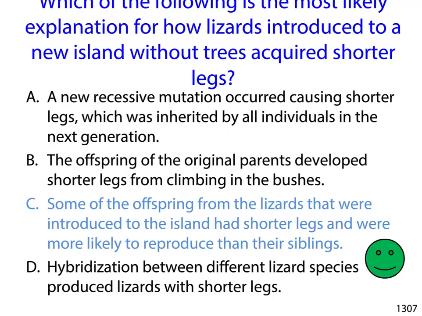C. Some of the offspring of the lizards that were introduced to the island had shorter legs and were more likely to reproduce than their siblings. Aha! That one sounds pretty good. Sounds like differential reproduction to me. And last but not least, D. Hybridization between different lizard species produced lizards with shorter legs. This was never said. Okay, so nuke that one. That leaves us with C.